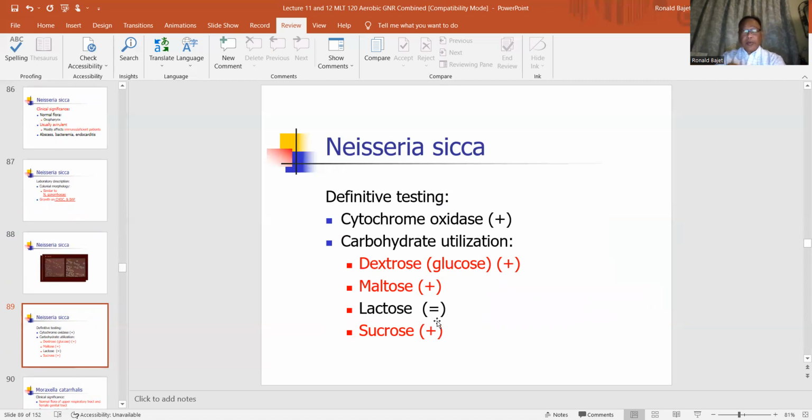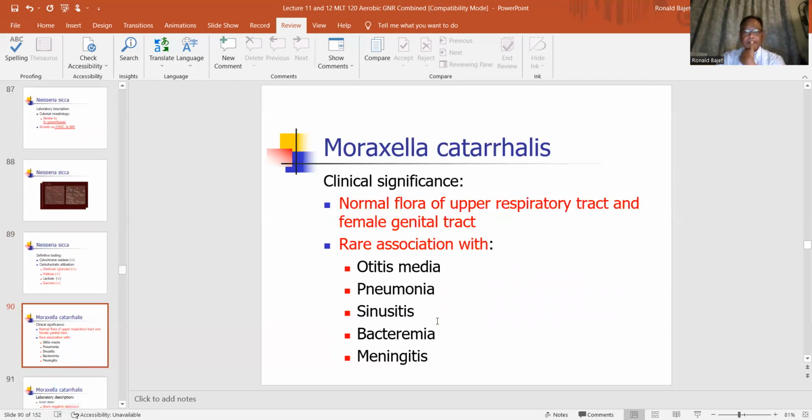So gonorrhoeae is glucose only. Meningitidis is glucose and maltose. Lactamica is glucose, maltose, and lactose positive, and zikae is glucose, maltose, and sucrose positive, but the lactose is negative for zikae. Just remember, Neisseria zikae, lactose is negative.